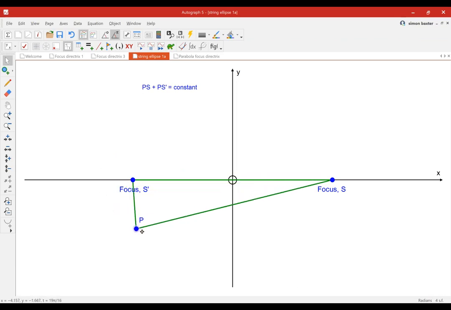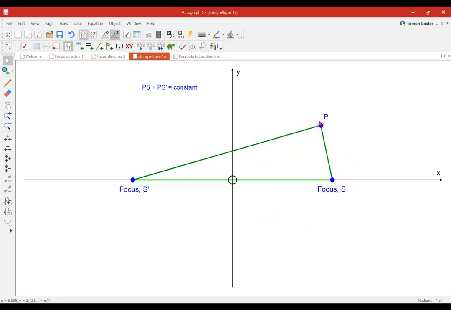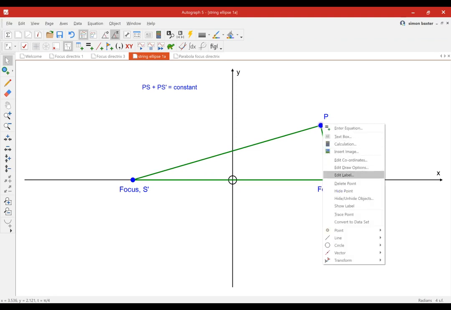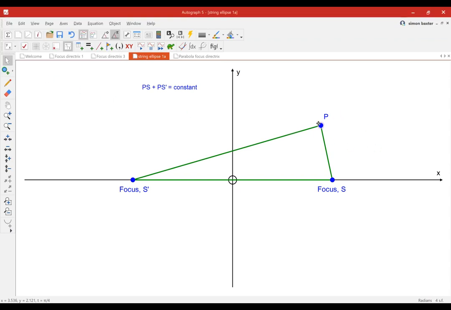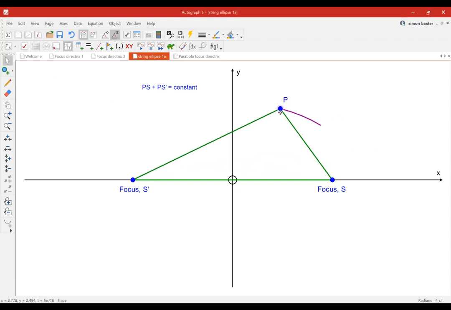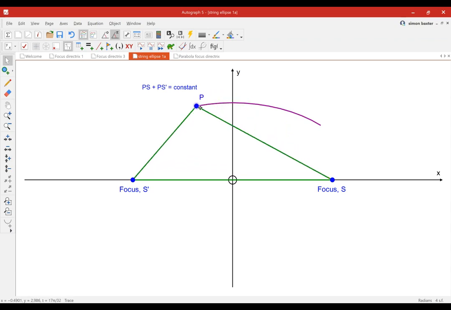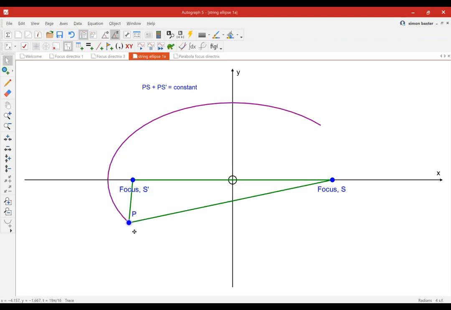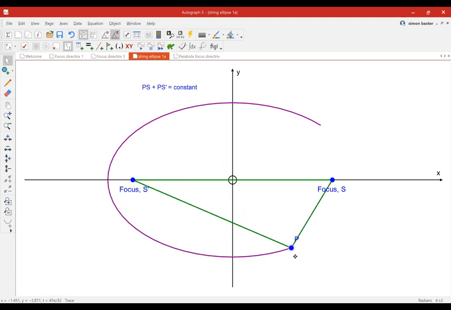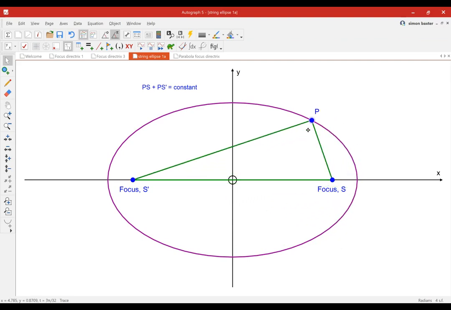If I was in the classroom, I would actually have a piece of string and you would see this happening. And you can see that this seems to be moving in a pretty good ellipse. Well, let's have a closer look at what's going on there. If we put the trace on, then we can actually see the path that P is taking. There it goes. Yes, and we get a pretty good ellipse. So that is how you can draw an ellipse using a piece of string.